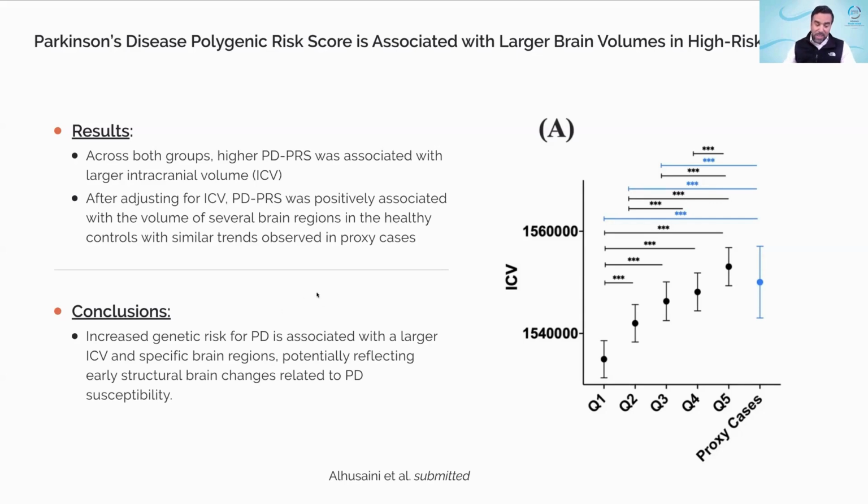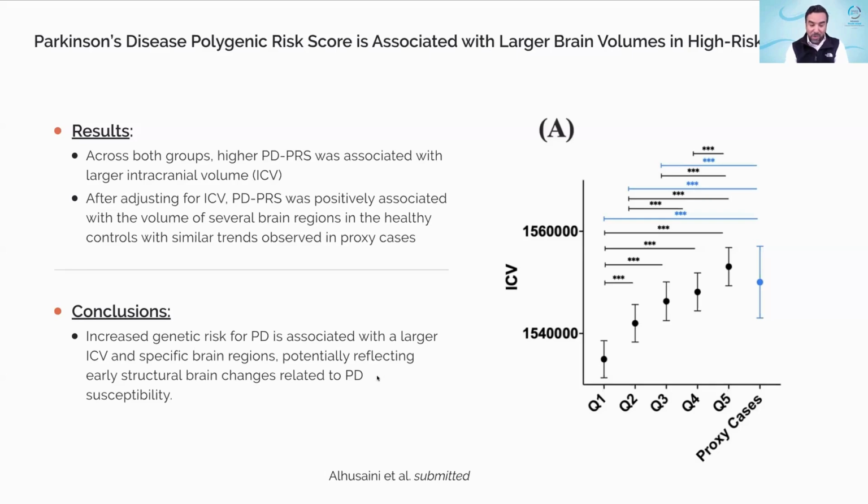So our conclusion was increased genetic risk for Parkinson's disease is actually associated with a larger intracranial volume and larger subcortical brain regions, as well as brainstem. This could potentially reflect early structural changes related to Parkinson's disease susceptibility, which was a bit surprising because, as you know, Parkinson is a neurodegenerative disorder, and most imaging would probably show more atrophy in these specific regions.